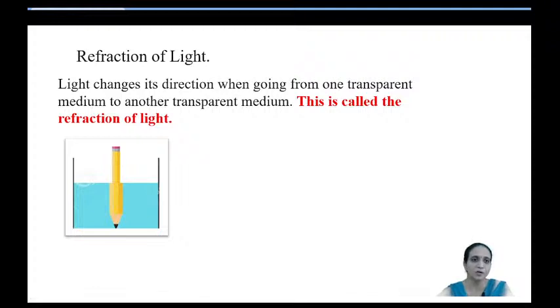So what is refraction of light? Light changes its direction when going from one transparent medium to another transparent medium. This change in the light ray is called refraction of light.